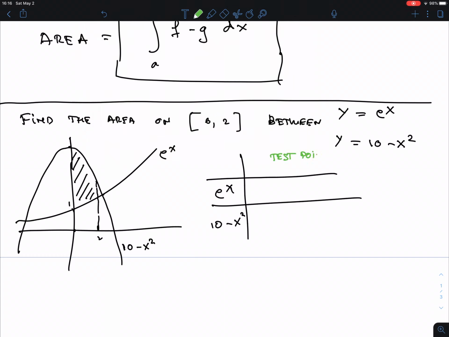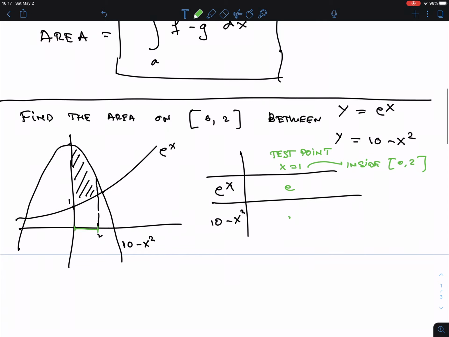What is a test point? Well, any number inside this interval will work. So let's take 1, test point x equals 1. This is inside the interval 0, 2. But if you want to take 1.7, be my guest. Okay, so what happens? If I plug in 1, I get e, and if I plug in 1 here, I get 9.